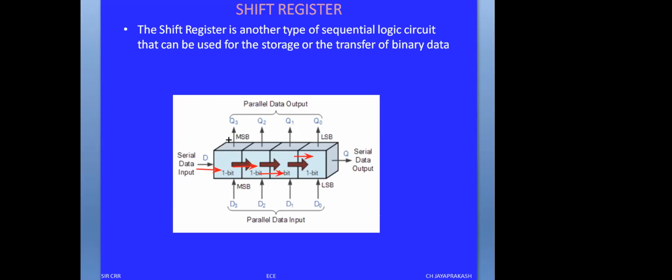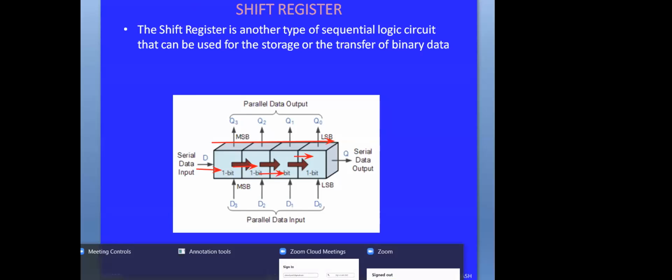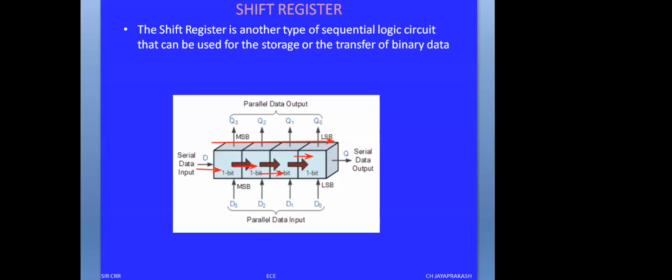Similarly, here we are having a group of 4 flip-flops: D3, D2, D1, D0. In these 4 flip-flops, I am entering data by shifting from the most significant bit to the least significant bit. This type of shifting we are calling a serial shift operation, or serial data shifting operation. Since we are shifting the data, we are calling this a shift register. This is one type of operation we need to study.